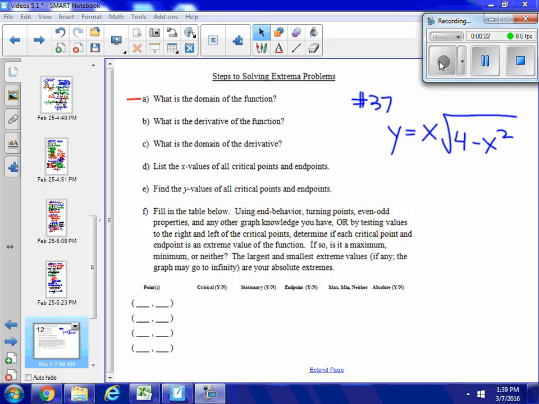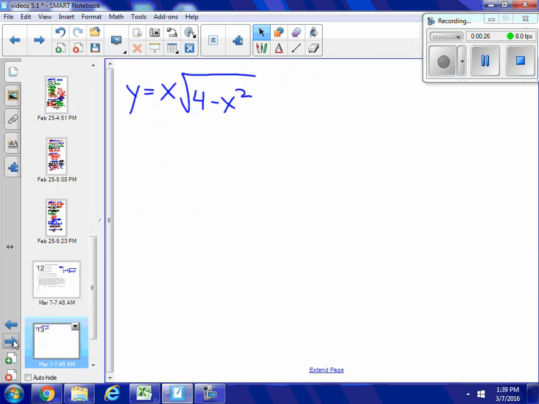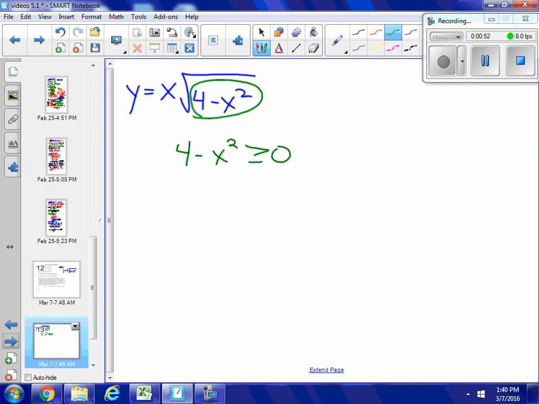So let's start doing that. If I want to find the domain, I need to look at: are there any denominators? Are there any radical signs with an even index? Are there any logarithms? All that I see right here is a radical sign with an even index. So I know that the radicand has to be greater than or equal to 0. So I'll just go 4 minus x squared greater than or equal to 0.